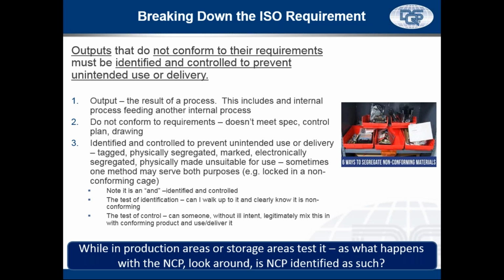The second part is talking about the test of control. When we talk about control, what we're looking for is that someone without ill intent could legitimately mix this up with conforming product and either use it or deliver it. So we're not expecting the clients to make systems that would preclude the use of it by somebody who's trying to do something unethical, but we are expecting them to make systems that preclude the use of it by somebody who, with all good intentions, is trying to make the product, trying to do their job.